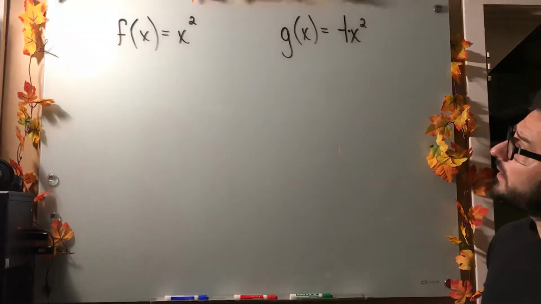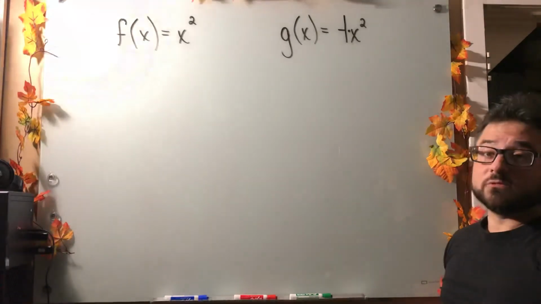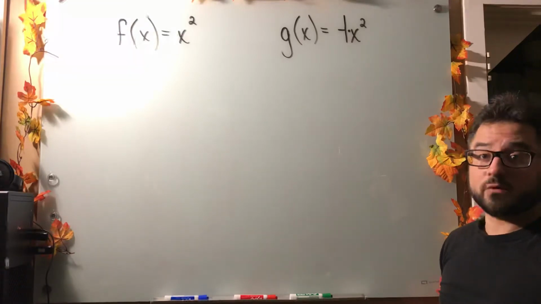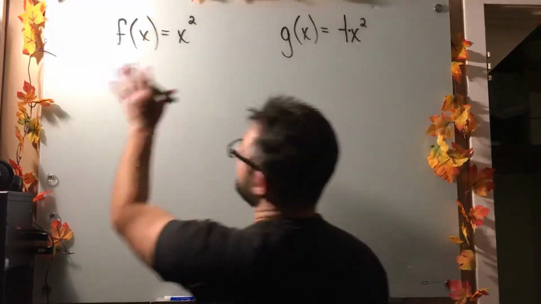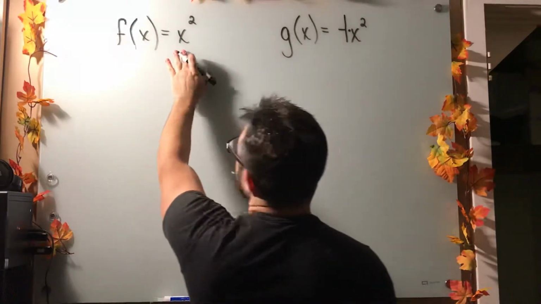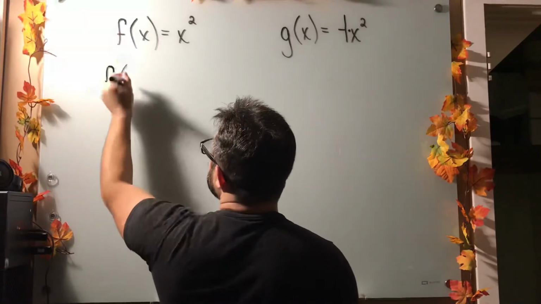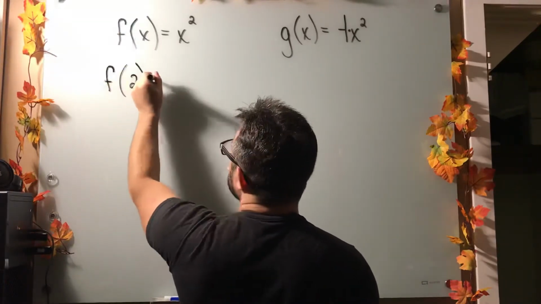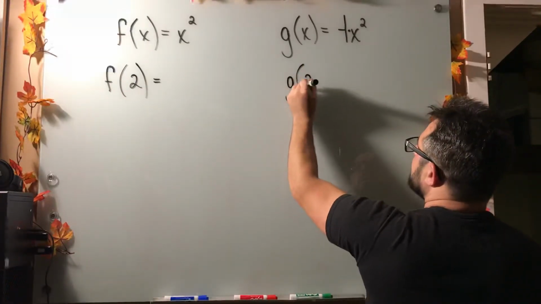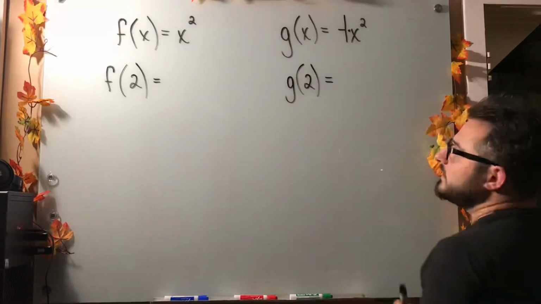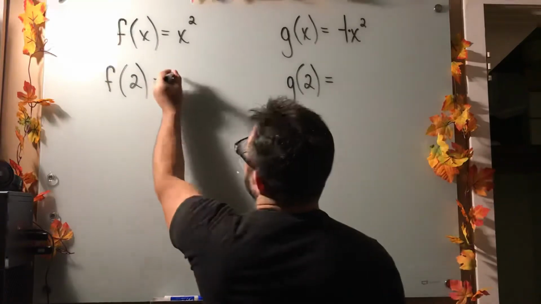So, this, by the definitions in the PowerPoint, should be a vertical reflection. This should affect the y coordinates, which means x should be unaffected. So I'm going to take any old x value that is in the domain of this, and the domain of x squared is all real numbers. So I can pick literally any x value I want. And I'm going to put that same x value into both the original function and into the transformation function. Simple enough.